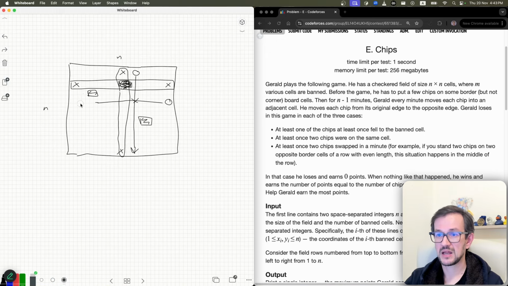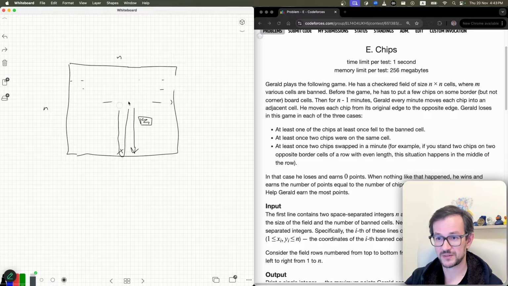That's a good start, yeah? So some rows and columns are just bent. We don't put chips in these columns, we don't put chips in these rows. That's the first part, about the bent cells.